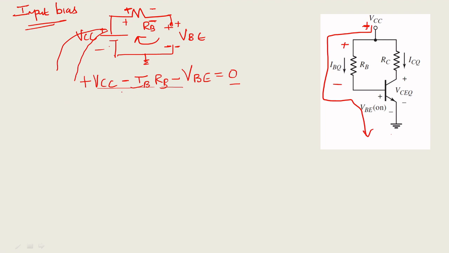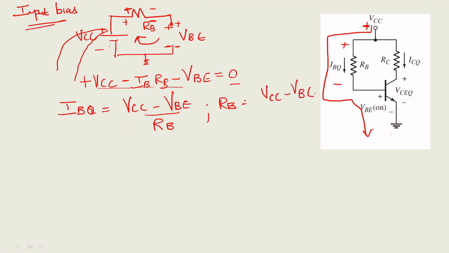So now from this I can find what is your IB current. That is, IB current is nothing but VCC minus VBE divided by RB. Similarly, I can find RB, just rearrange the terms: VCC minus VB by RB. This is for the input side.